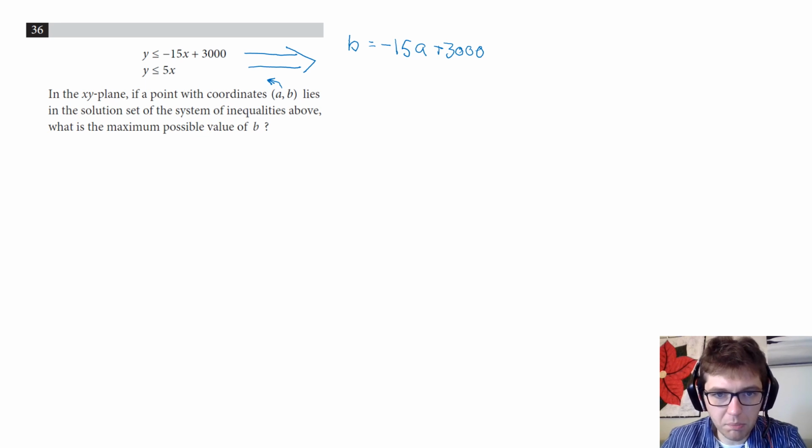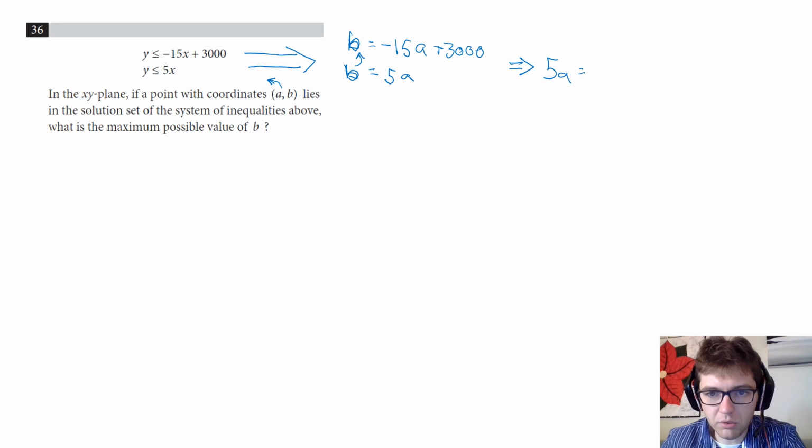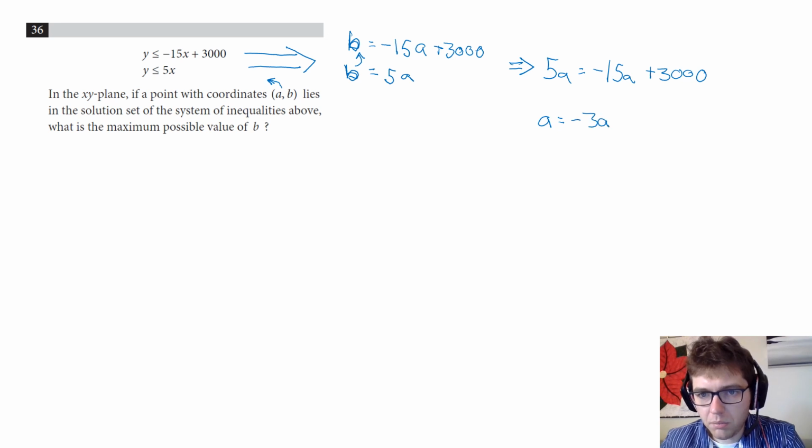And do the same thing on the bottom. b, substituting in for y, is equal to 5a. So you see that you now have two equations that are equal to one another with the b. So set them equal to one another by placing 5a on the left-hand side. So 5a, just substituting this b into here, is equal to negative 15a plus 3,000. Now solve for a: divide both sides by 5. a is equal to negative 15 divided by 5, which is negative 3a, plus 3,000 divided by 5, which is 600.